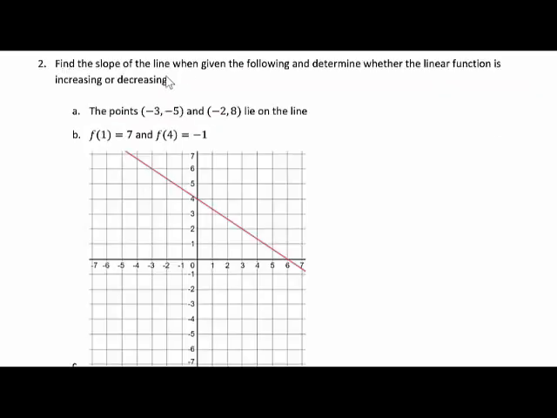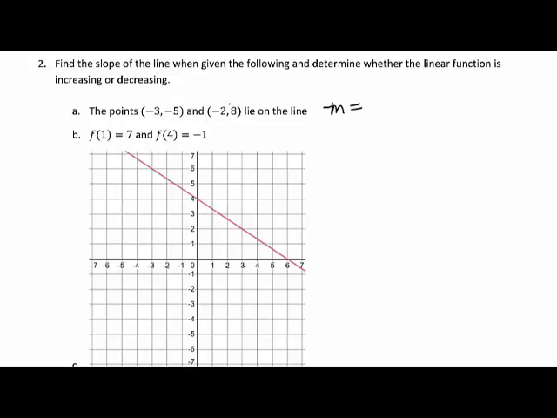Okay, for number 2, we want to find the slope of the line when given the following information and determine whether the function is increasing or decreasing. Okay, we'll start with part A. The points negative 3, negative 5, and negative 2, 8 are on the line.